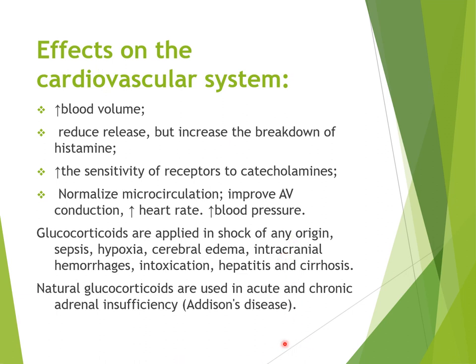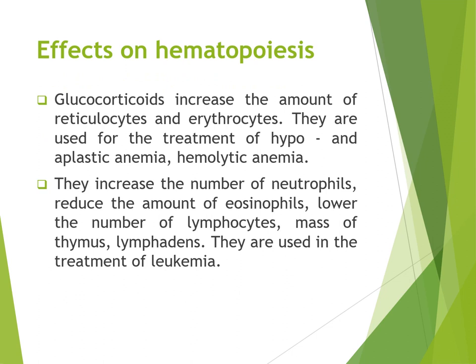Also, glucocorticoids are applied in shock of any origin, in sepsis, hypoxia, cerebral edema, intracranial hemorrhages, intoxication, hepatitis, and cirrhosis. Natural glucocorticoids are used in acute and chronic adrenal insufficiency, Addison disease. Effects on hematopoiesis. Glucocorticoids increase the amount of reticulocytes and erythrocytes. So they are used for the treatment of hypoplastic and aplastic anemia, hemolytic anemia. They increase the number of neutrophils, reduce the amount of eosinophils, lower the number of lymphocytes, mass of thymus, lymph nodes, and they are used in the treatment of leukemia.